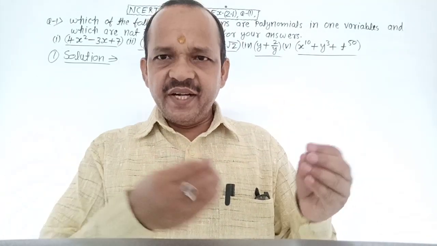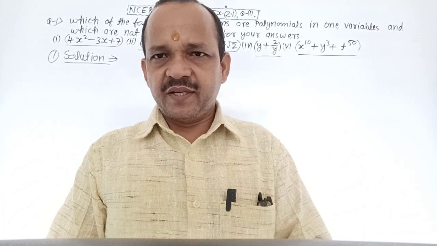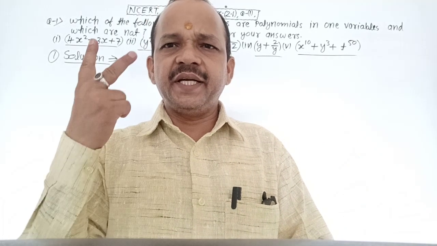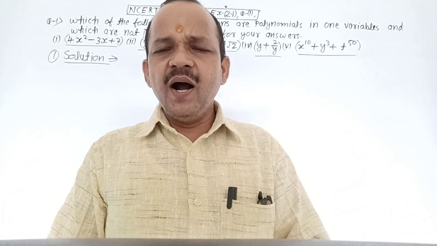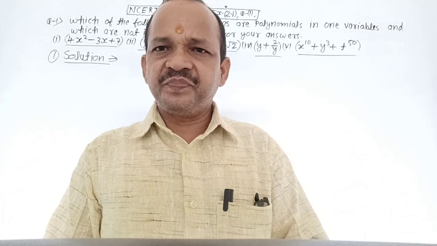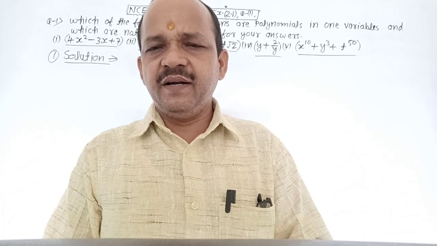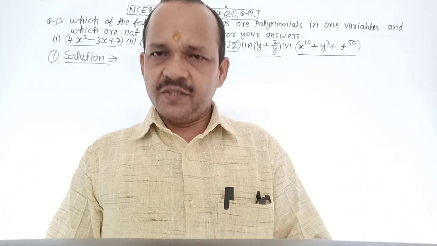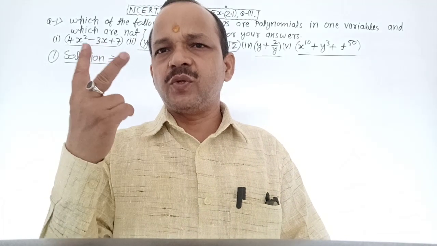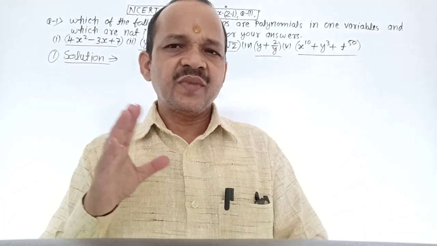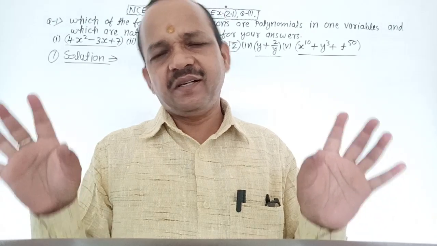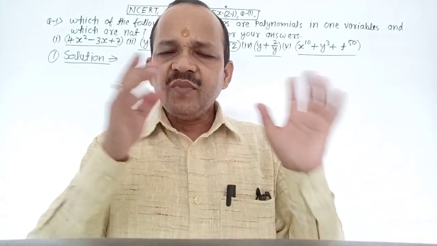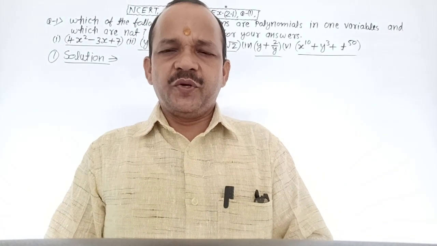Clear? Next, quadratic polynomial. A polynomial having degree 2 is called a quadratic polynomial. The form of a quadratic polynomial is ax square plus bx plus c equal to 0. It has 2 zeros, meaning 2 answers. Quadratic polynomial is clear? No confusion about it? Very good.